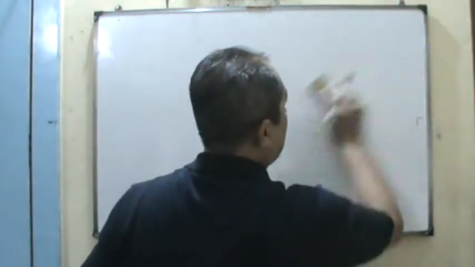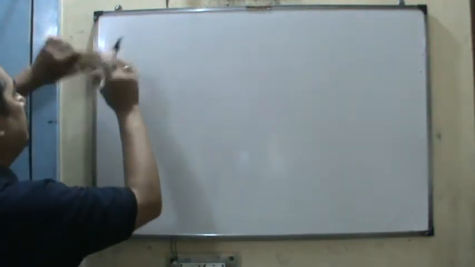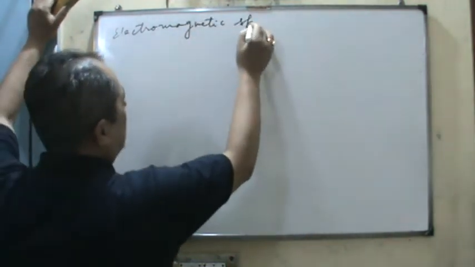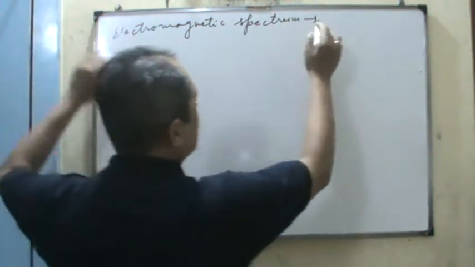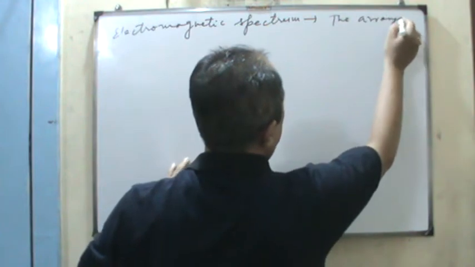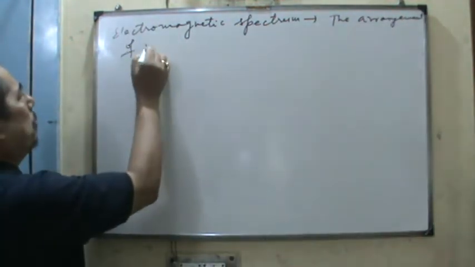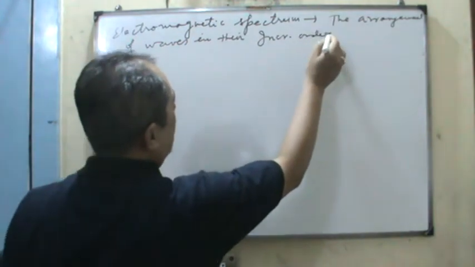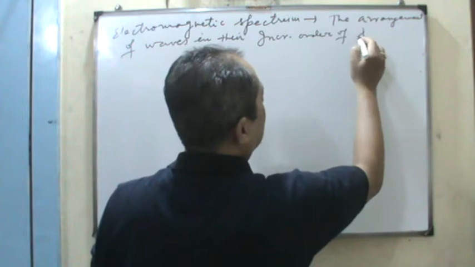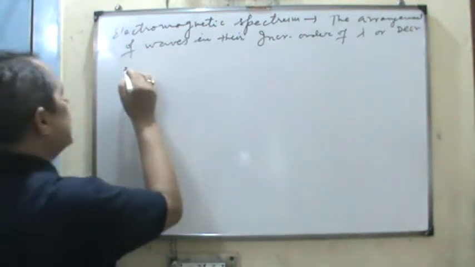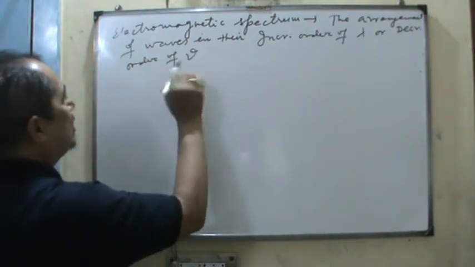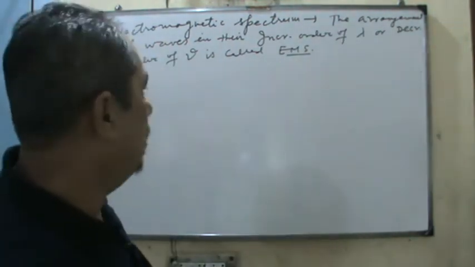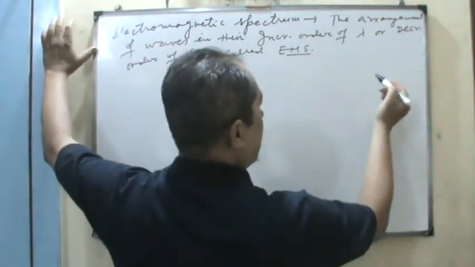Now, next is the electromagnetic spectrum. Anyone can define what is electromagnetic spectrum? See here, the arrangement of the waves is defined as the arrangement of waves in their increasing order of wavelength or decreasing order of frequency is called electromagnetic spectrum.